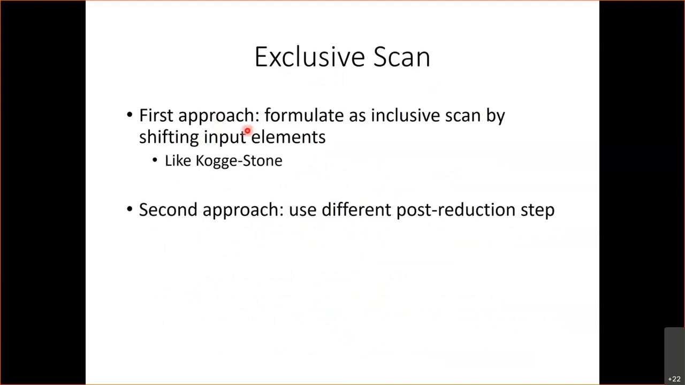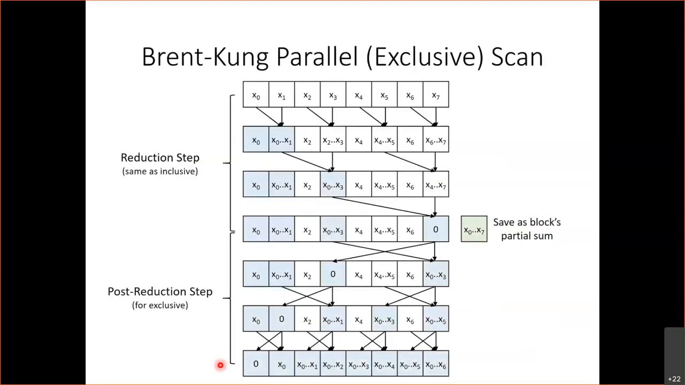We said that the first approach is just simply formulated as an exclusive scan, like we did with the Kogge-Stone approach. But then the second approach was to use a different post-reduction step, which looked like this. Essentially, we have the same reduction step, but then after reduction, we save the sum of all the elements and we replace that with a zero, and then we have this other structure where we eventually propagate the zero to the beginning and propagate the values and update them so that we have the exclusively scanned array. We didn't do the code for this one because you were supposed to implement this in your related homework assignment.